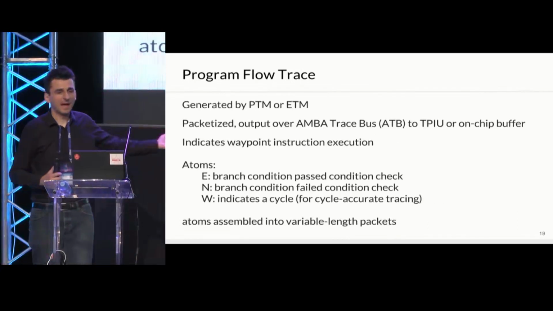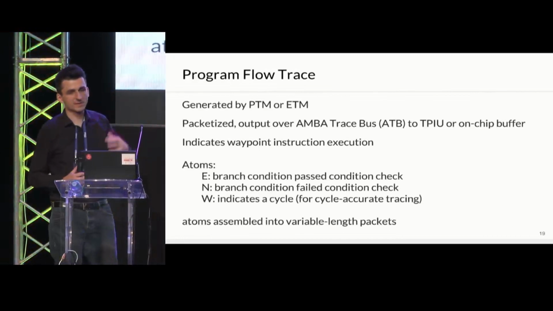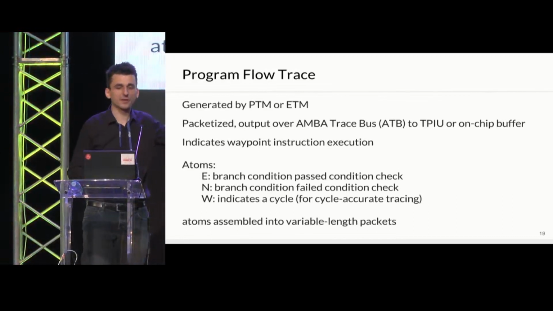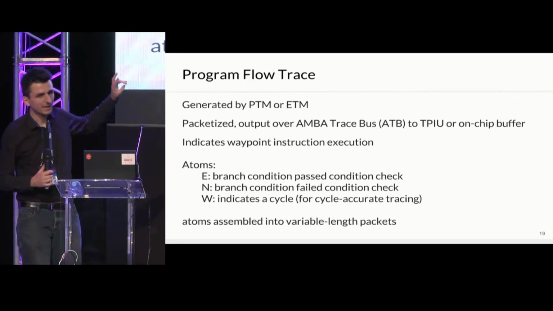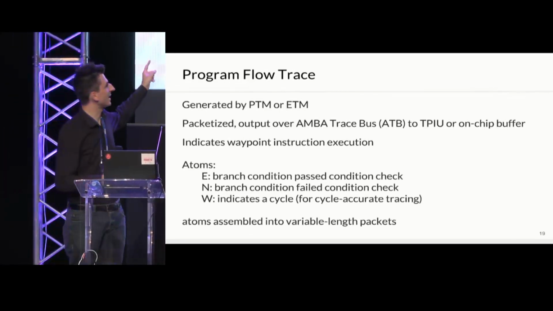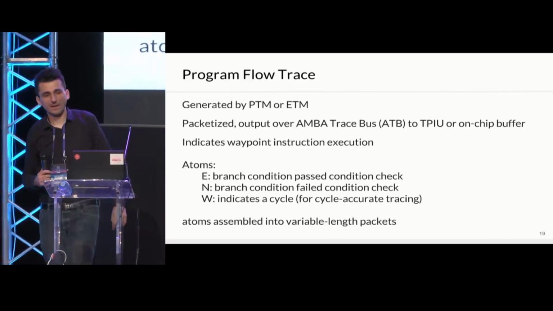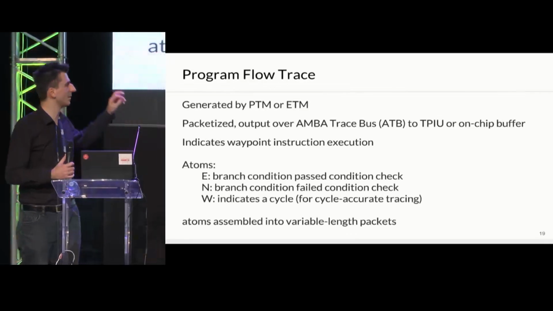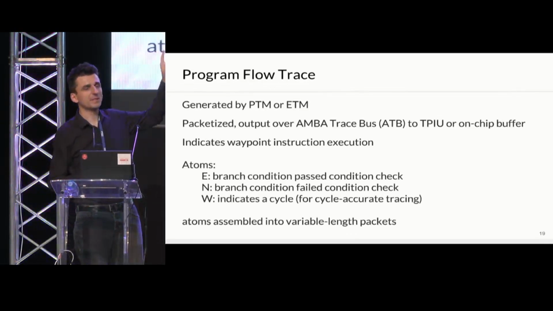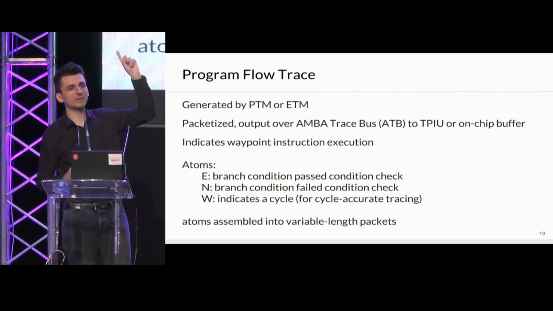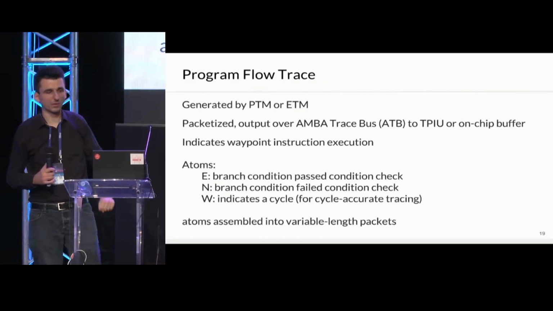Okay, let's see how this instruction trace works. This is the so-called program flow trace. It is generated either by the PTM or the ETM, and the nasty thing is that these are different formats that you end up with. I think the logical progression was there was an ETM version 3, then a PTM version 1, PTM version 1.1, and now we have ETM 4 on ARM64.